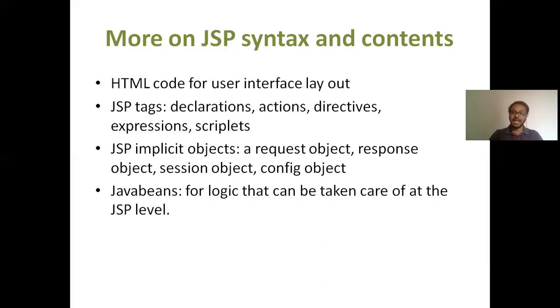As well, in JSP we can also make use of Java beans. Java beans can hold some logic that can be used at the JSP level. I'll generate one more video for Java beans technologies also. So what we can have in a JSP is HTML code, some JSP tags, some implicit objects, and some Java beans. These are the contents of your JSP, the major contents we are going to have to develop one JSP document.